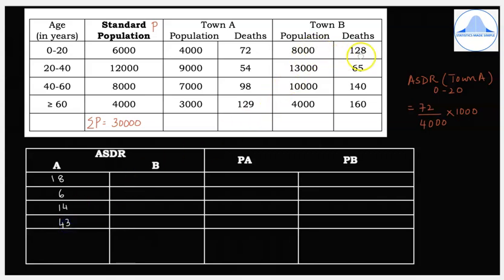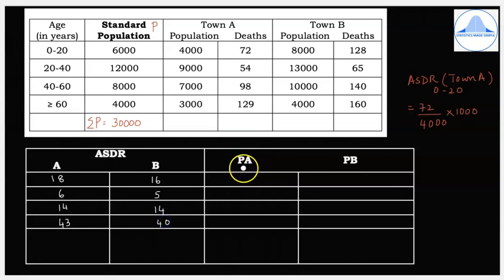Similarly, for town B, 128 divided by 8000 into 1000 will give the ASDR for the age group 0 to 20, which is 16. Similarly, the next one will be 5. Then we have 14 and then 40.